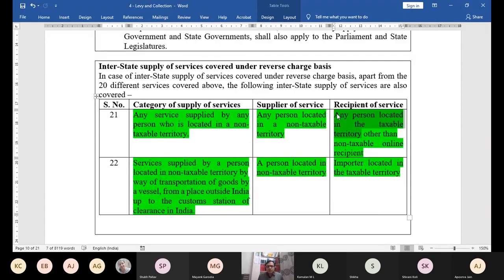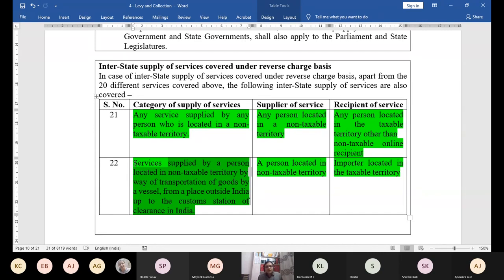It is only in exceptional situations, where the tax collection would be more if we apply RCM. So this is one example, and another example is services supplied by a person located in the non-taxable territory by way of transportation of goods by vessel from a place outside India up to the customs station of clearance in India. Now, goods are imported by ships, for example, and we have Mr. Philip, who is in France, and Mr. Philip is the owner of a ship.